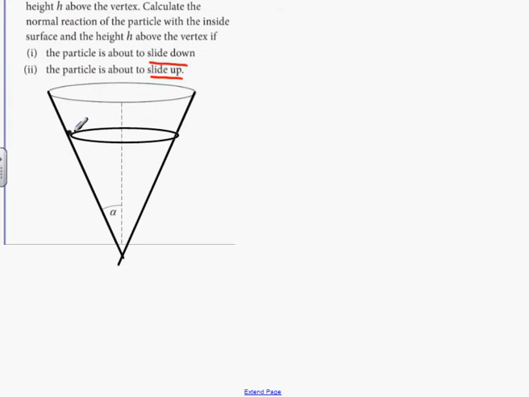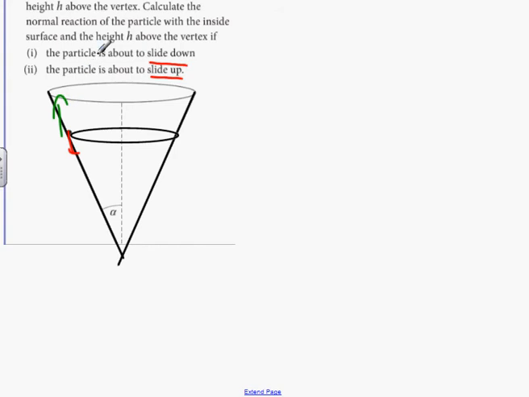What I will tell you is when you have friction and you're about to move, friction always opposes your motion. If you're on your way down, friction is acting upwards. If you're on your way upwards, friction is going to be acting downwards. When you're on the verge of going up or down, friction will act in the opposite direction to the direction you're just about to go in.